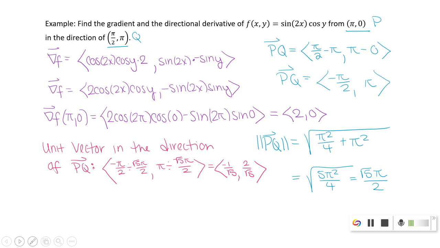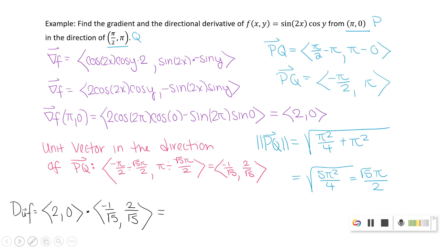So for the unit vector in the direction of PQ, I'm going to take each of my components and divide them by that magnitude. So negative pi over 2 divided by root 5 pi over 2 just turns into negative 1 over root 5. And then the y component, I take pi and divide it by that magnitude. Let's see, copy dot flip. I end up with 2 over root 5. So there is a unit vector in the direction of PQ.